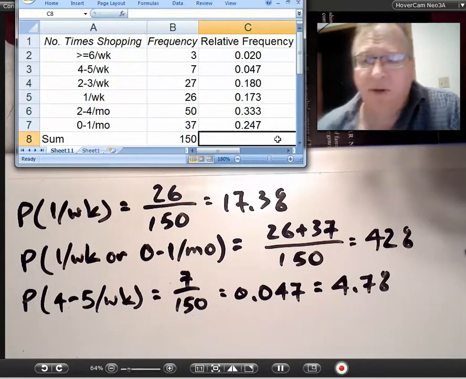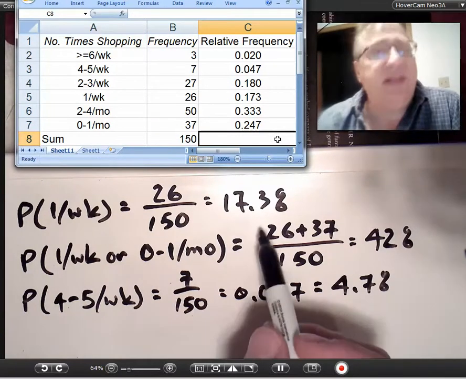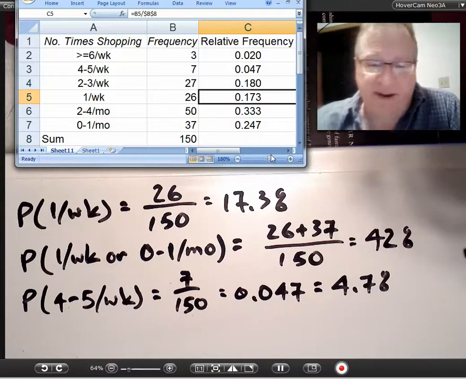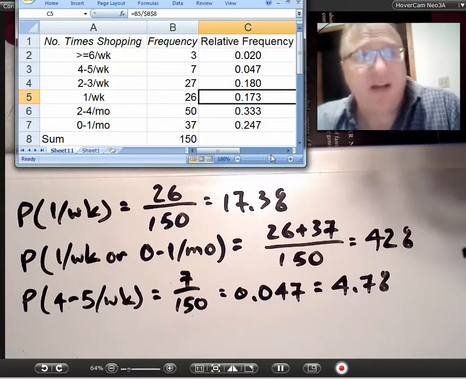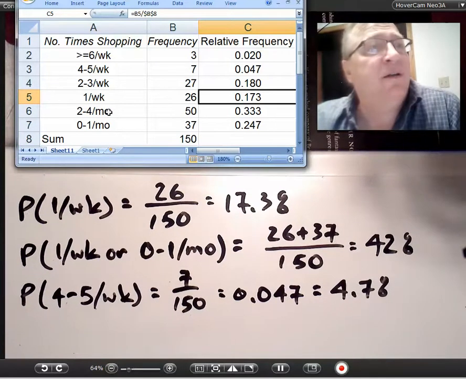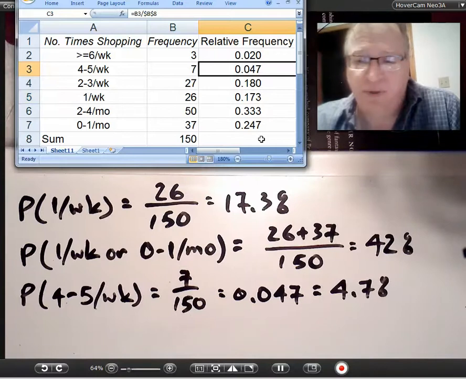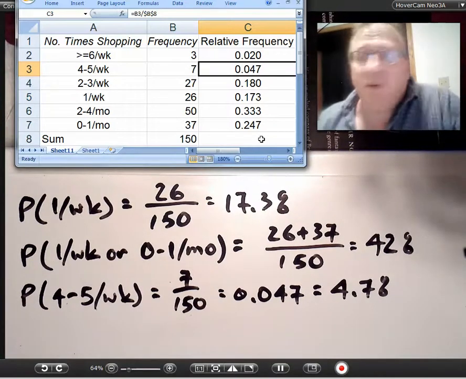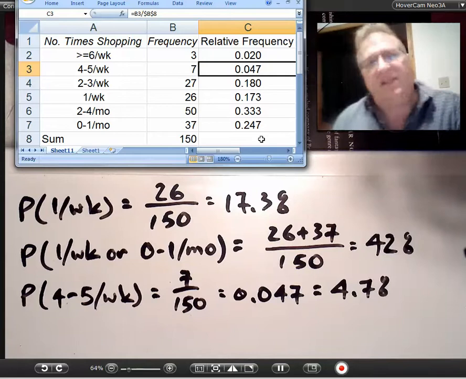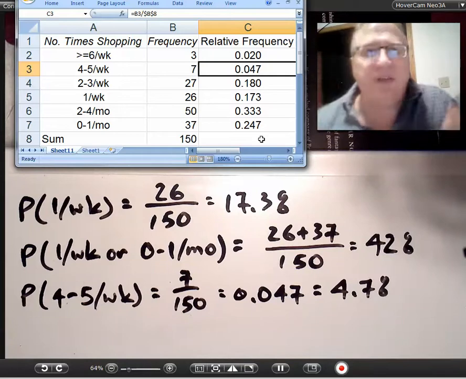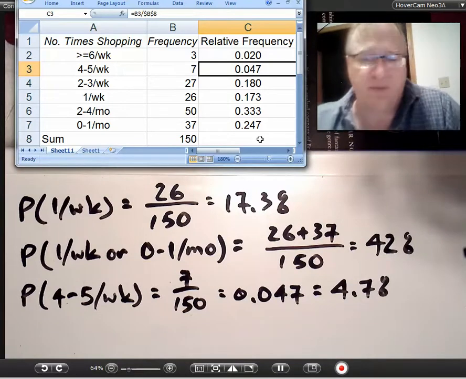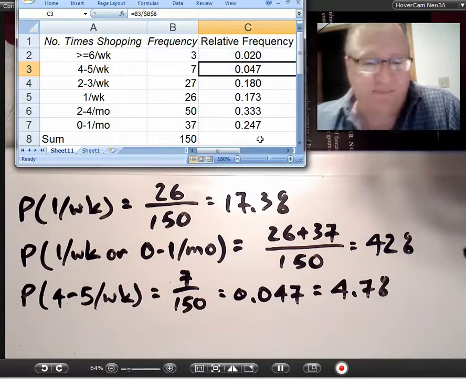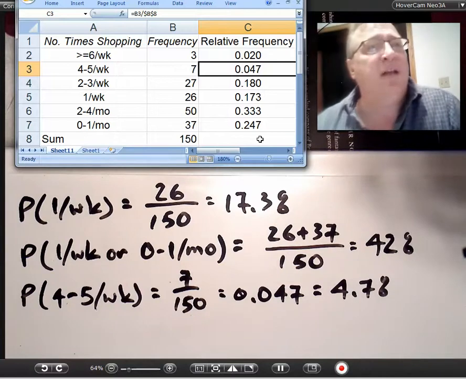There we go, 17.3. That's right there. And our probability of 4 to 5 times per week, 4 to 5, that's 0.047. There it is, 0.047. So the relative frequency comes in handy. You can do it either way. It doesn't matter if you just want to add the numbers, but if you want to calculate the relative frequency, you can. Let's do one last one.